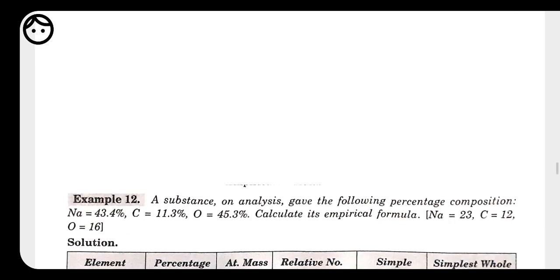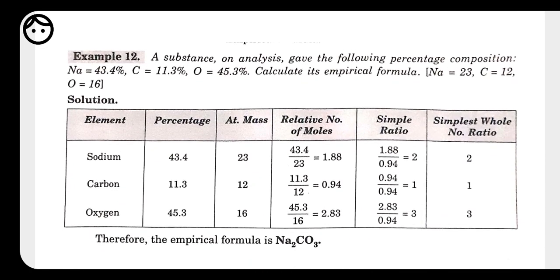For calculating, here I have one example. See what is given in the question. A substance on analysis gave the following percentage composition: sodium is present as 43.4%, carbon as 11.3%, and oxygen as 45.3%. Here we have to calculate its empirical formula, where the molar mass of sodium is 23, carbon is 12, and oxygen is 16.